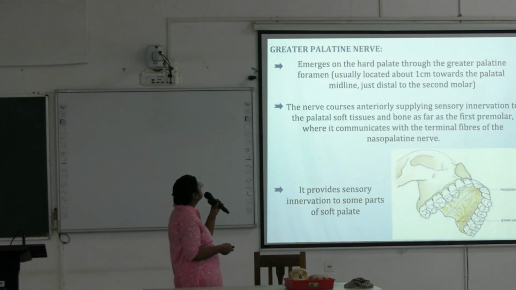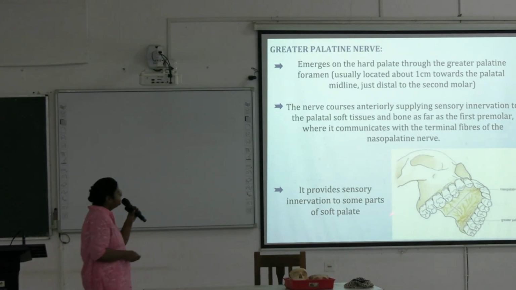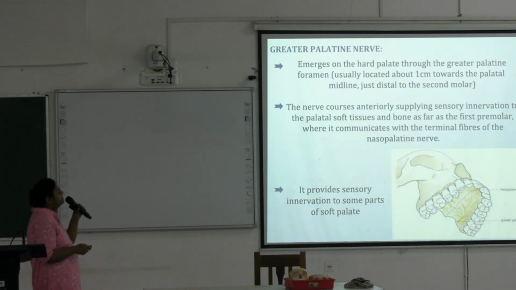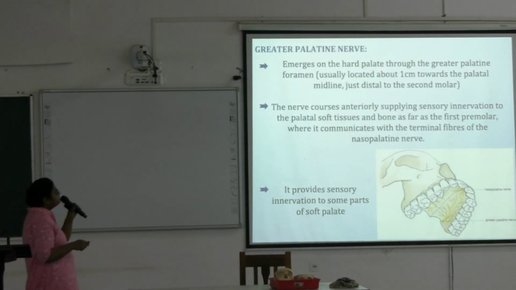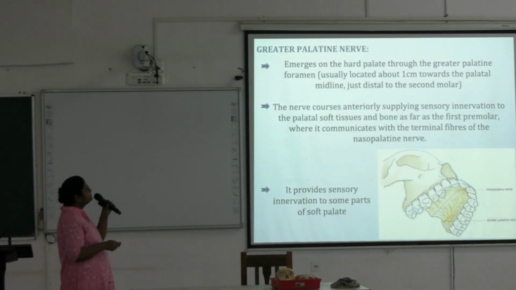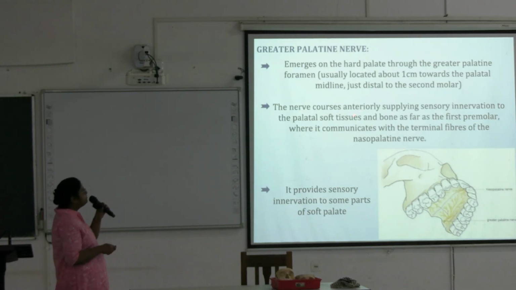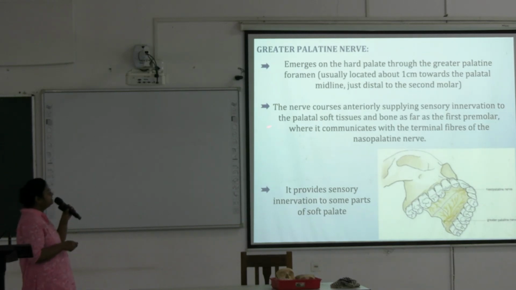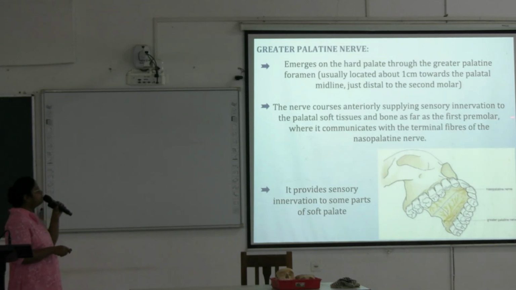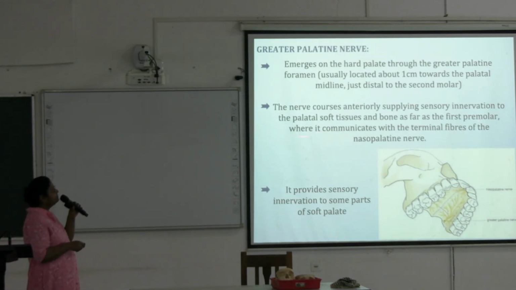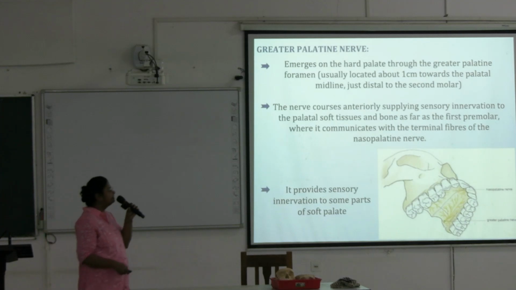Next, the greater palatine nerve emerges on the hard palate through the greater palatine foramen, usually located about 1 centimeter towards the palatal midline, just distal to the second molar. This nerve courses anteriorly, supplying sensory innervation to palatal soft tissue and bone as far as the first premolar, where it communicates with the terminal fibers of the nasopalatine and provides sensory innervation to some part of the soft palate.